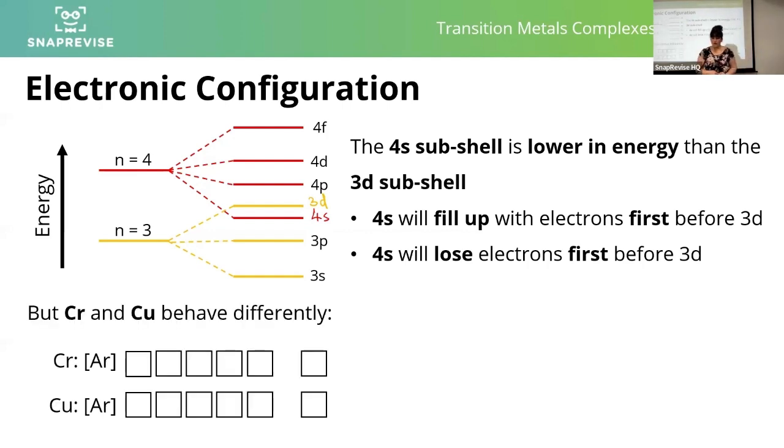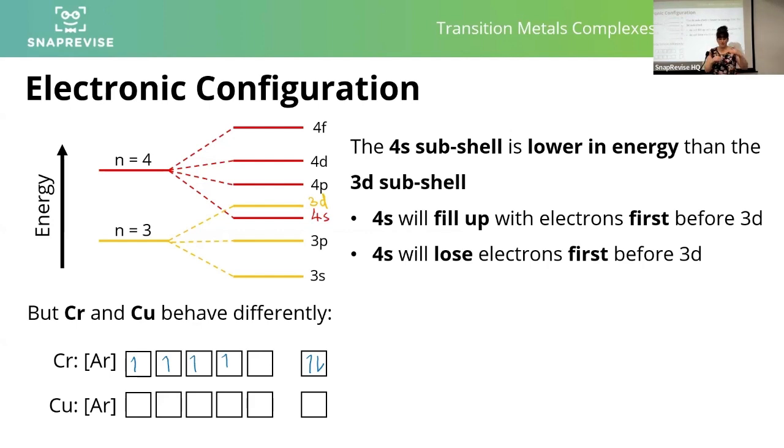But chromium and copper behave differently in terms of what their electron configurations look like. They actually follow all the same rules. Because 4s loses electrons first before 3d, when you come to do chromium, let's do chromium first, a chromium atom technically should have 6 electrons in, no, it shouldn't. I've just done that wrong, sorry. Technically, we should fill the 4s first, 1, 2, and then we should fill 3d with chromium's remaining electrons, 3, 4, 5, 6.